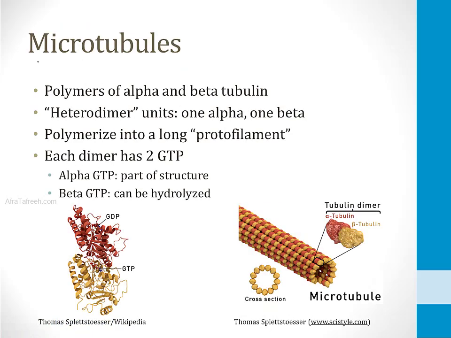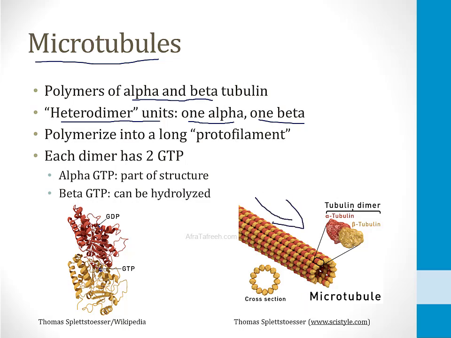The last structure we'll discuss are the microtubules. These filaments are polymers made up of alpha and beta tubulin. They are made up of what's known as heterodimer units, and it's called a heterodimer because it's a dimer but of two different things. One is an alpha tubulin protein and one is a beta tubulin protein. This is a picture of what it looks like on the bottom of the screen here. This long thing is a polymer of tubulin dimers, and you can see that each dimer has one alpha tubulin and one beta tubulin. And these dimers polymerize to form a long structure as shown here in this picture, which is sometimes referred to as a protofilament.